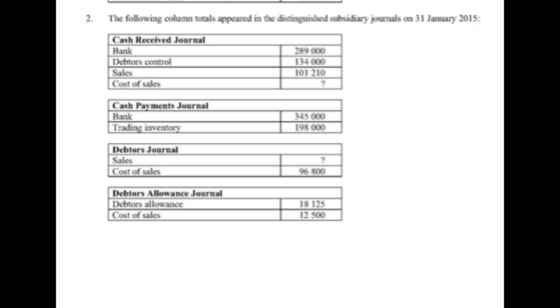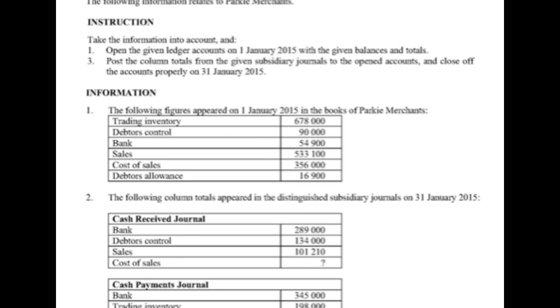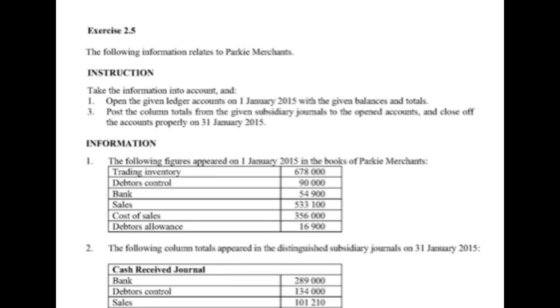Now before we post, we first need to just figure out our question marks. Our question mark the whole time is to do with cost of sales or sales, therefore it has to do something with the markup. But the markup percentage wasn't given to us. We can, however, go back to our totals and work out the markup from there because sales, cost of sales and debtors allowances were given to us.